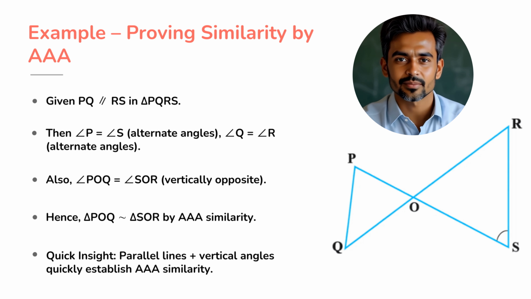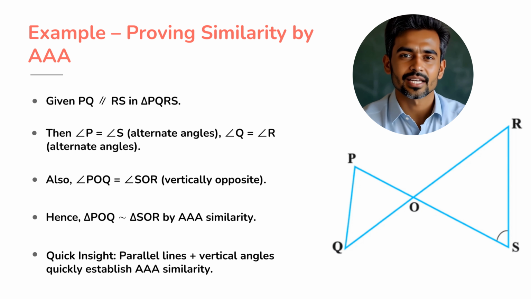Simple, right? Quick insight: parallel lines and vertical angles are your best friends when proving similarity. They quickly give us what we need to apply the AA rule. And that's how you can prove similarity using AA.